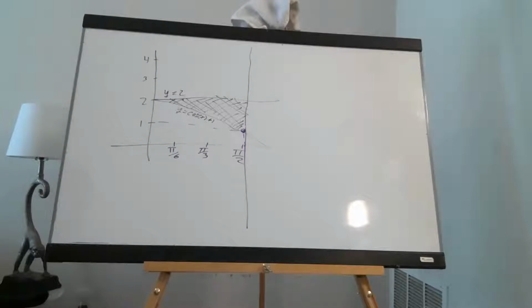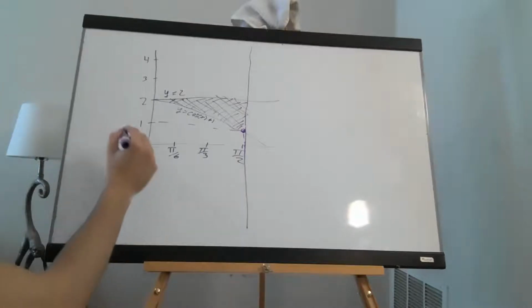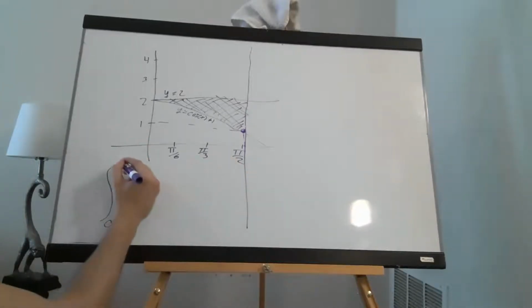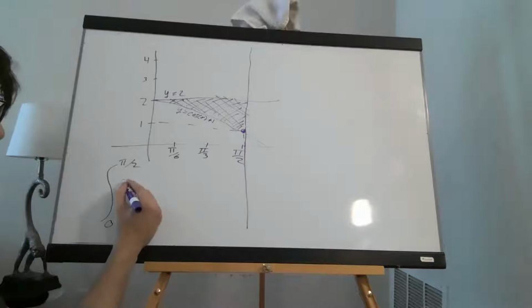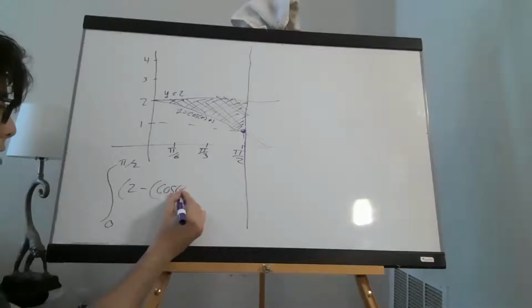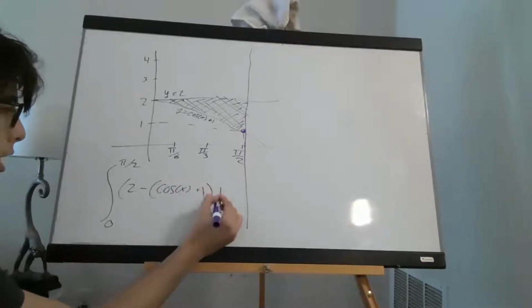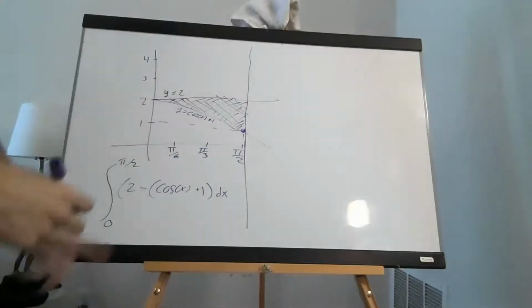So the way we approach this is subtraction. That's right, subtraction. So we've got the integral from 0 to pi over 2 for the function 2 minus cosine of x plus 1 dx. And that is literally it. Yep. So now let me show you how to integrate it.